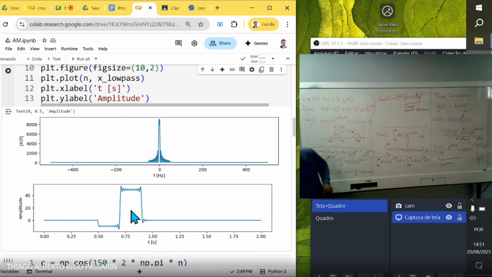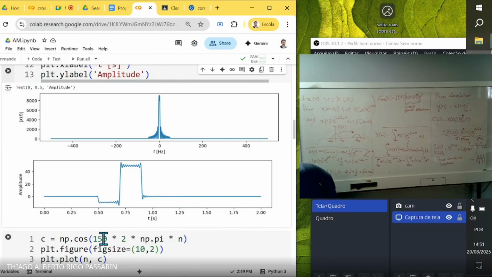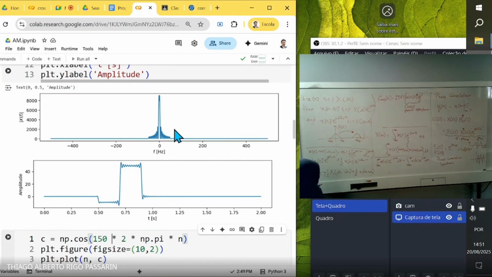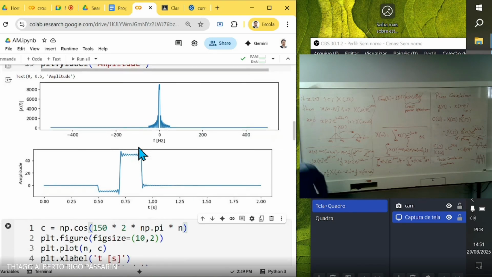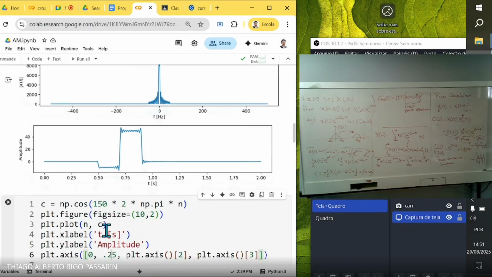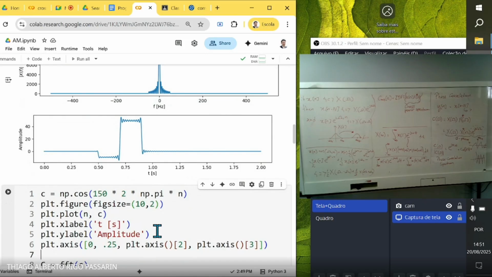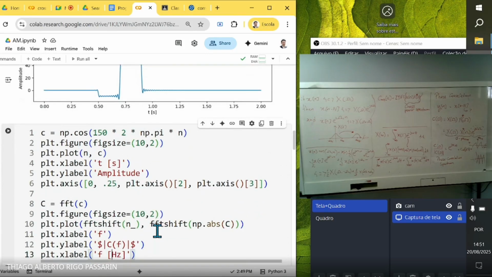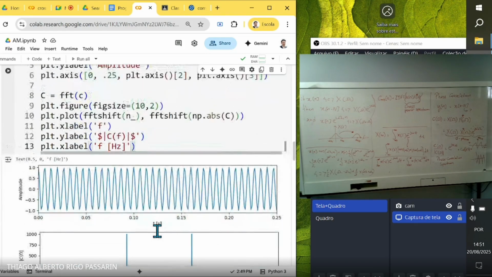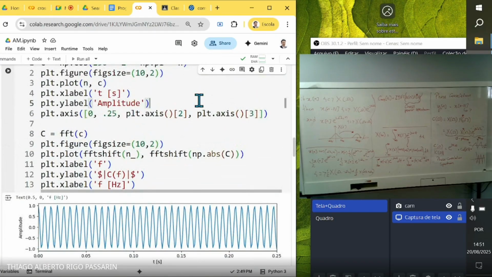I will multiply by a cosine with 150 hertz. So I might find here one copy of it at minus 150 and another one at plus 150. So here's the carrier. I will plot it in time domain and in frequency domain. In time domain, I have to do a little zoom here.